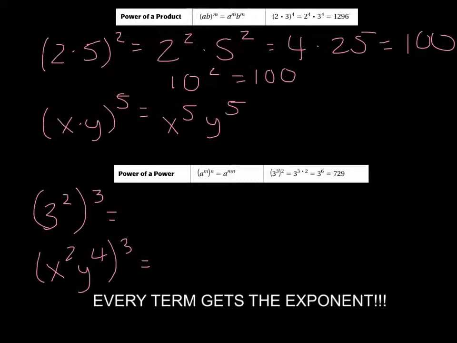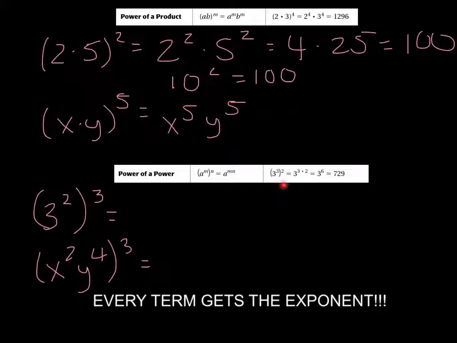Now, for the power of a power property, we're taking some base and raising it to a power and then raising it to another power. This is like the double power property. Kind of similar to the product of powers. When we take a power and raise it to another power, we're going to multiply the two powers together instead of adding like we did in the product of powers rule.